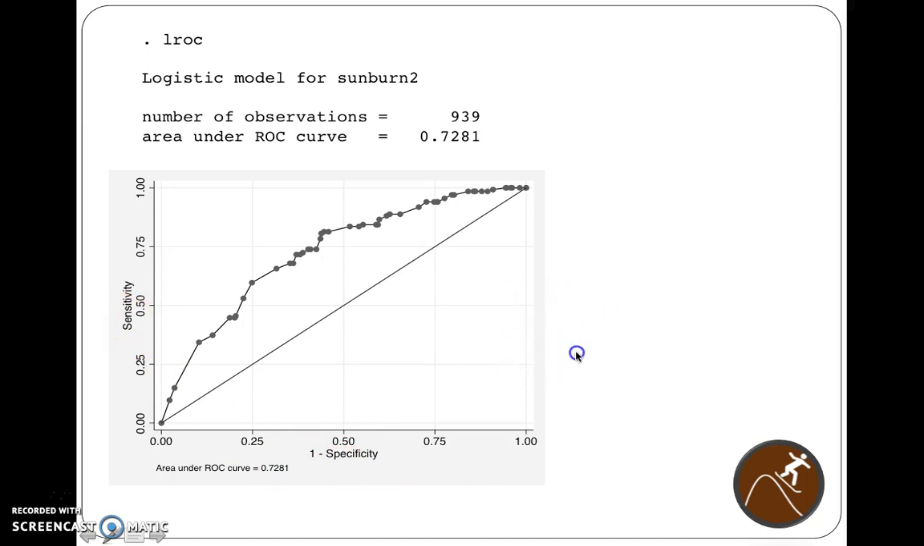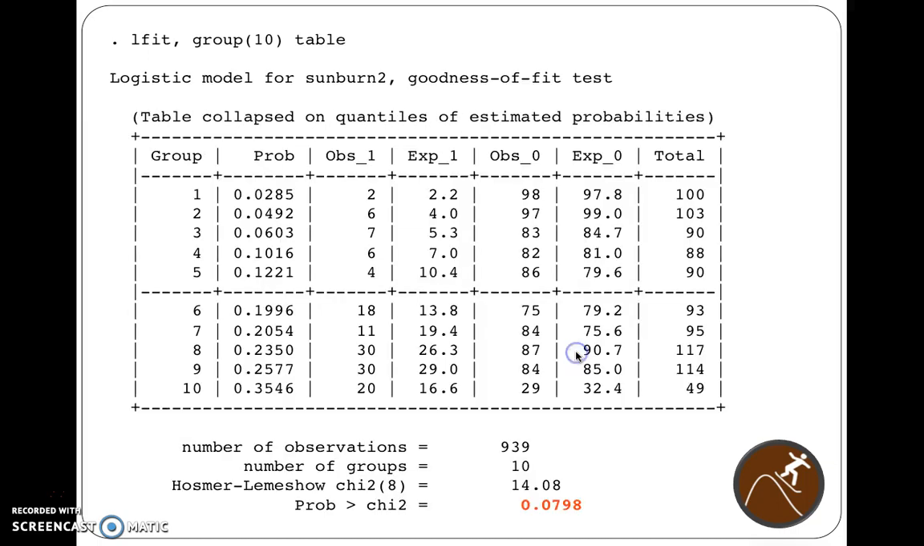So acceptable there. The next thing we would do is model calibration, to make sure that the model has adequate, acceptable fit. So you can type in this command: lfit, group, parentheses 10, table. Now we have 1, 2, 3, 4, 5, 6, 7, 8, 9, 10 different groups that are expressed here. Group 1, their probability of sunburn was very low. They said low risk, 0.0285 probability of sunburn. This group here was the high risk group. 35% of them were expected to have sunburn.